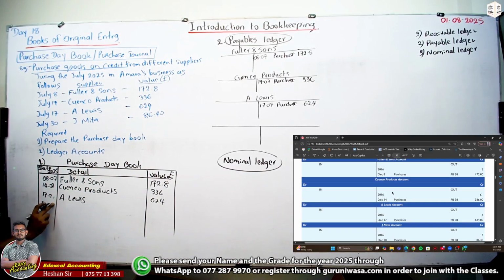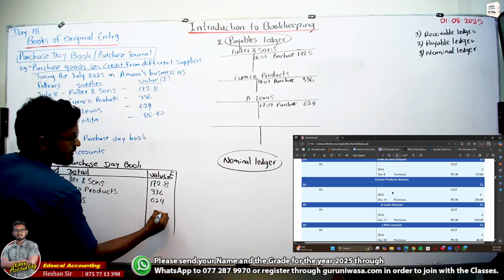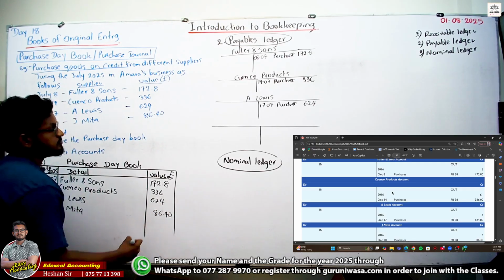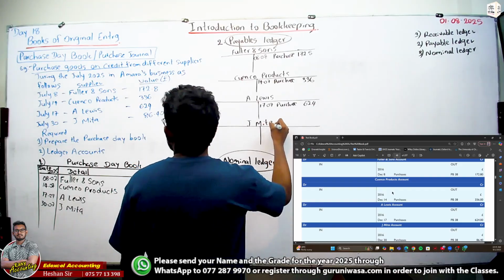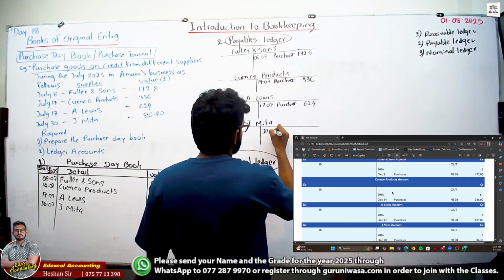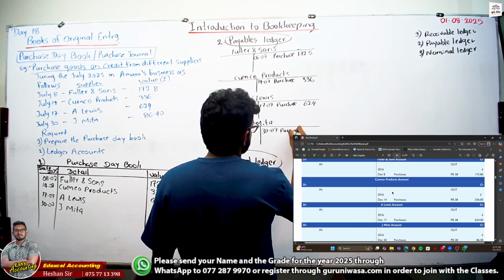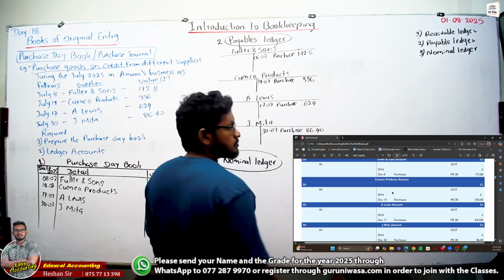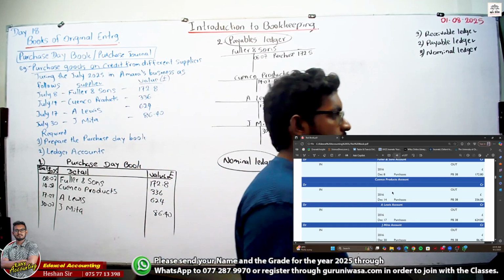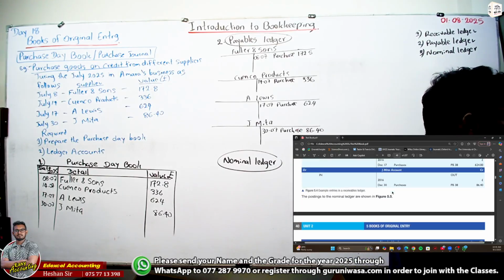30th of July, J Meta 86.40. J, 30th July, purchase 86.46, right? At the same time, we write it.